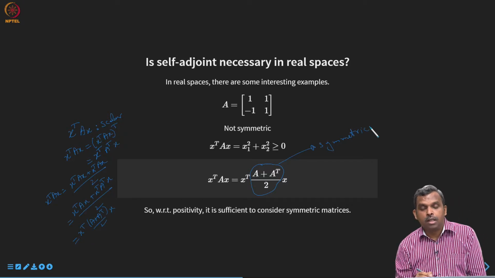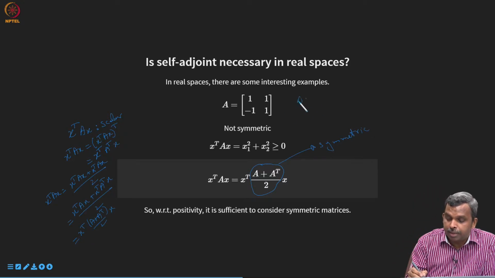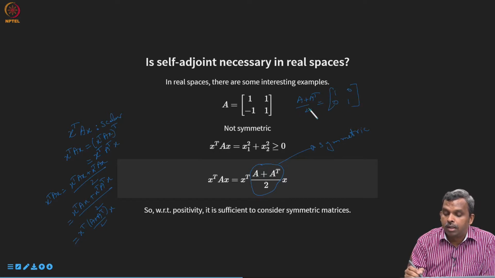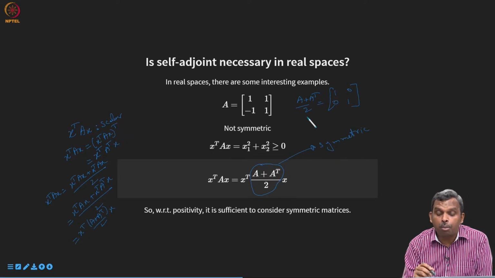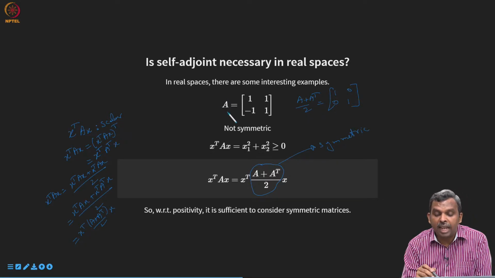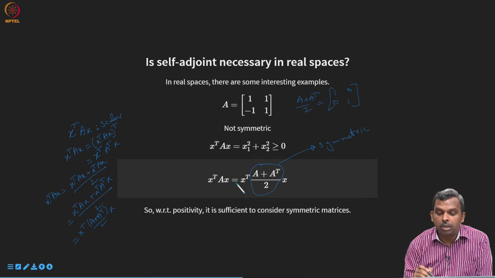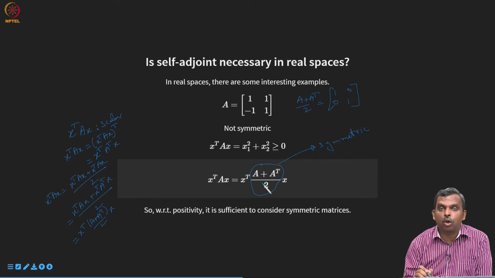Okay, so you can see that here, right? So what is (A plus A transpose) by 2 here? This would just be 1, 0, 0, 1. Okay, so the quadratic form that you get by using A and the quadratic form that you get by using (A plus A transpose) by 2 are exactly identical for all x.